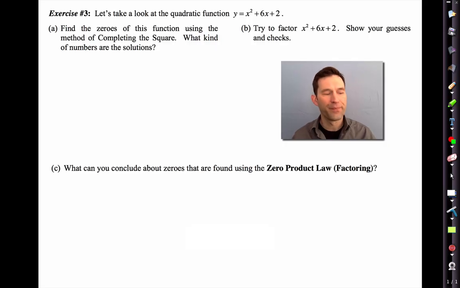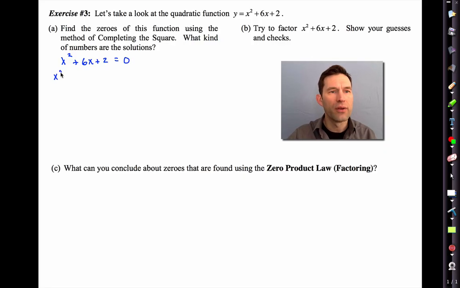Okay, let's go through it. All right, first things first. You want to find the zeros. I want you to set whatever function you're working with equal to 0. Not the x, but the y. All right, now we're going to do this by completing the square, so we're going to take half of 6, we're going to square it, and we're going to add it on. Half of 6 is 3, square it, and we get 9.